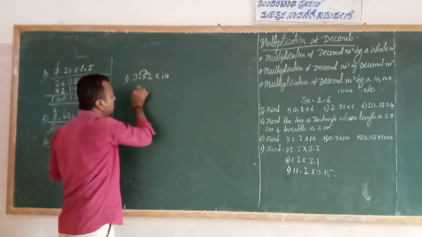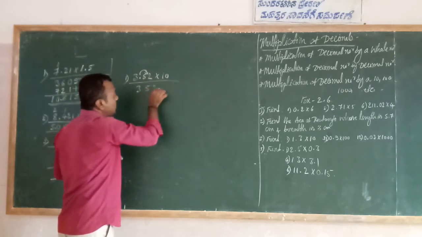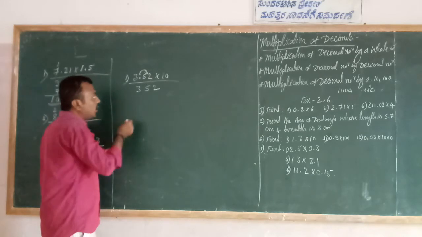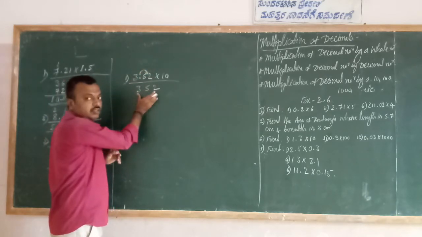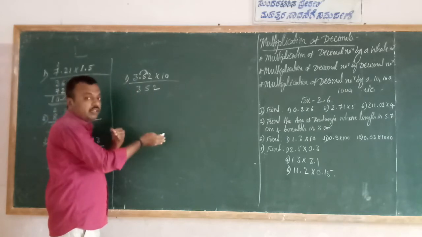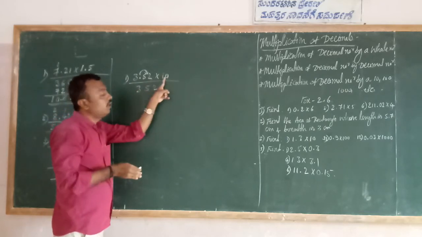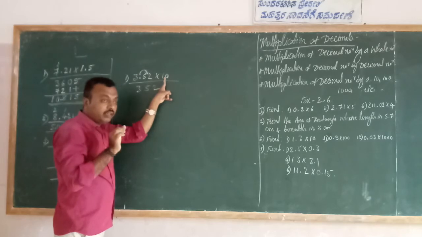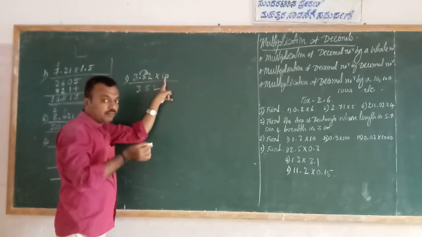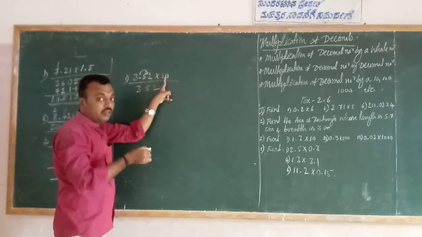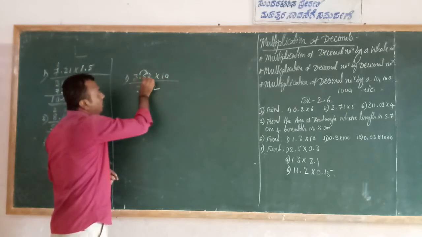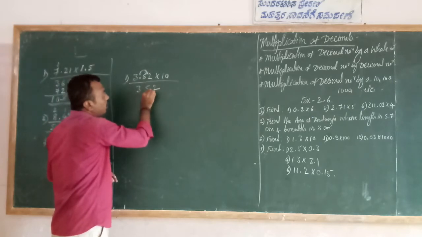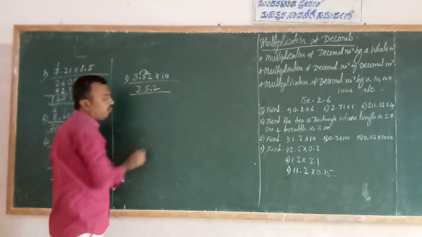352 you have to write as it is. 352 as it is you should write out first. After that the point is shifted. See, this number only you should write. Okay. The point is shifted to the right side when you are multiplying by 10. If you are multiplying by 10, the point is shifted by 1 digit only, forward. So the point comes in between 5 and 2. Where is that? Here. So that becomes 35.2.